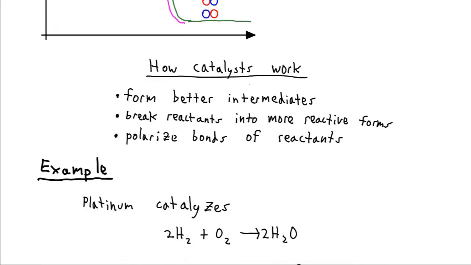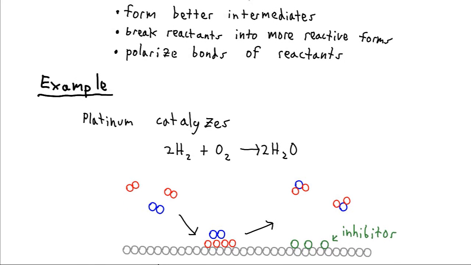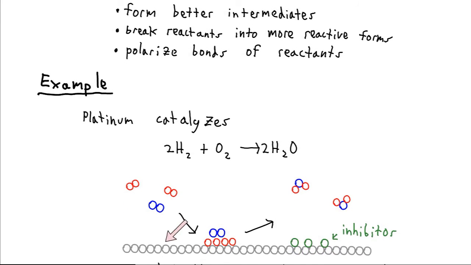So an example of a catalytic reaction, we have hydrogen and oxygen combined to make water. We can, of course, start this reaction with a spark and get an explosion. But even if we just have hydrogen gas and oxygen gas together, we can make this reaction happen by providing a catalyst. And so a catalyst might be where we have this platinum here.